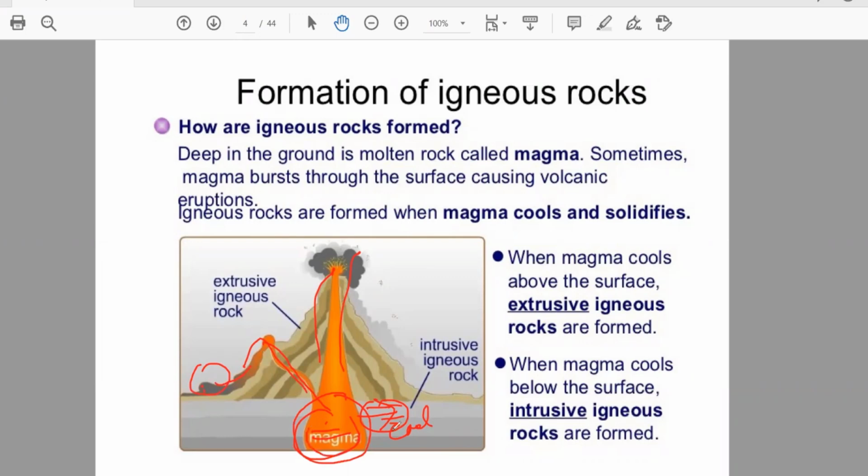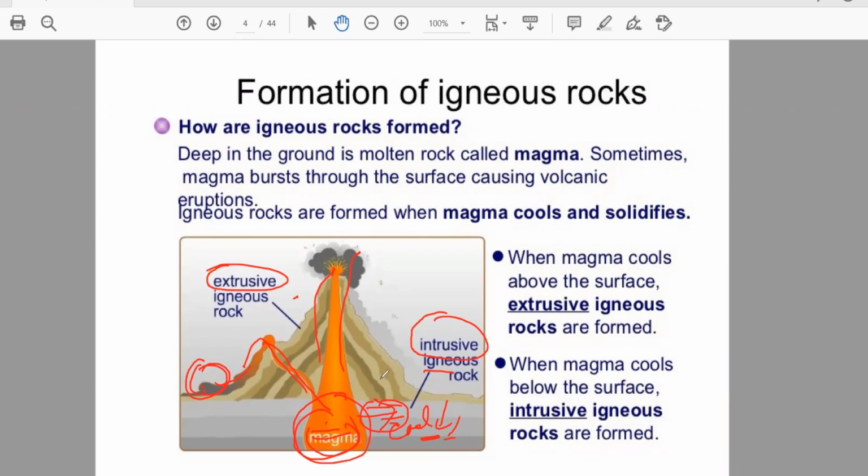If magma cools down under the ground or inside the ground, that rock is an igneous rock, but it's known as intrusive. And when this magma comes out in the form of lava, the igneous rock which is formed outside the earth is known as extrusive. So this is the main difference between intrusive igneous rocks and extrusive igneous rocks.